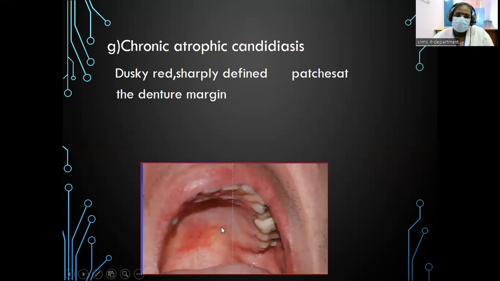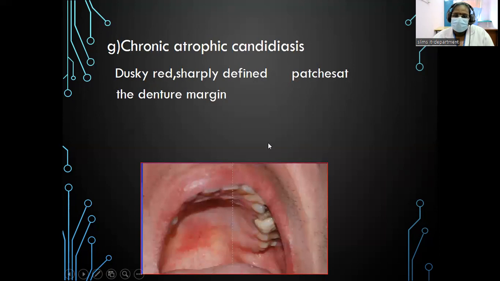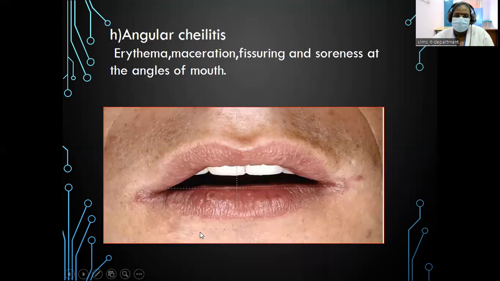The last clinical type of oral candidiasis is chronic atrophic candidiasis, characterized by a dusky red, sharply defined patch at the denture margins. This is known as perleche or angular cheilitis, characterized clinically by erythema, maceration, fissuring or soreness at the angle of the mouth.